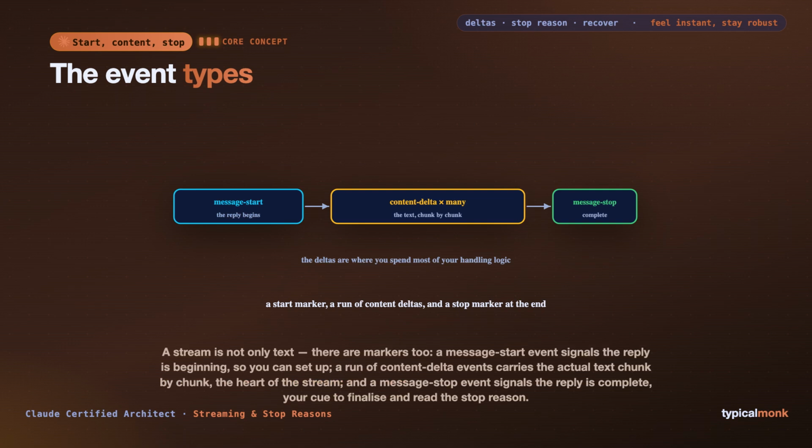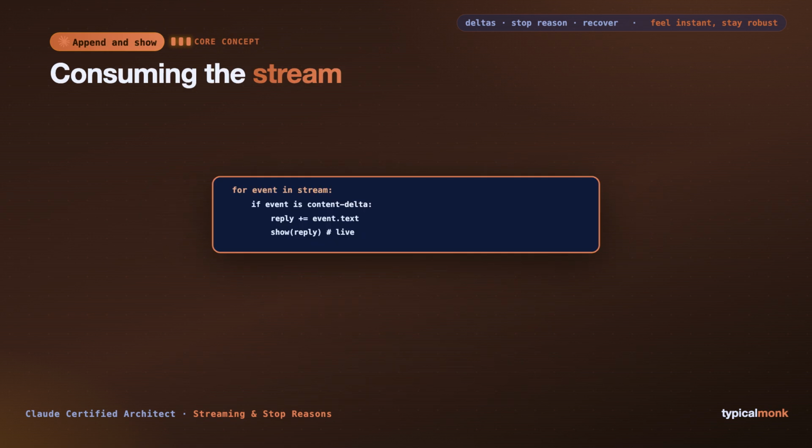So the takeaway: a stream sends a message start event, then a run of content delta events carrying the text chunk by chunk, and finally a message stop event. A start marker, the content, and an end marker. Now the actual code pattern, and it is pleasantly simple once you see it. This is the core of today's lab.